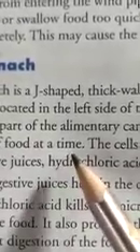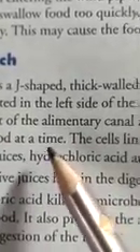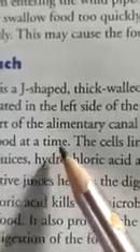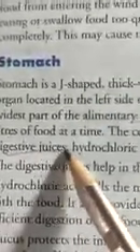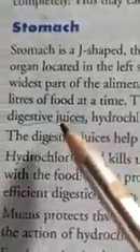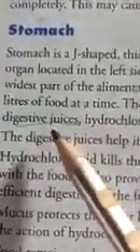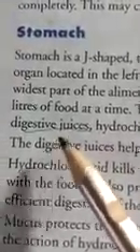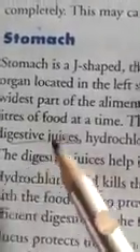The inner wall of the stomach contains gastric glands. The cells lining the stomach secrete digestive juice. So dear student, the stomach contains what? Gastric glands. These glands secrete what? Gastric juice or digestive juice, containing hydrochloric acid and mucus.